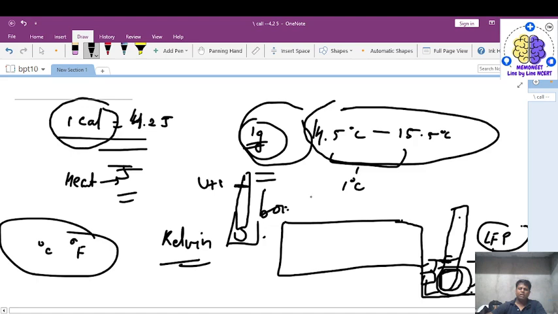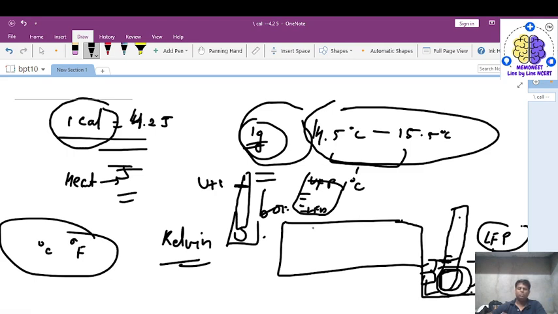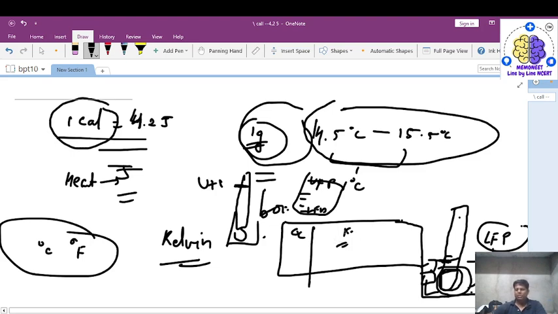Now the distance between the upper fixed point and the lower fixed point is divided into an equal number of divisions, and those divisions will be marked in the scales which we are going to see, that is, the degree centigrade scale or the Fahrenheit scale, right? So this is the process of how the calibration is done.